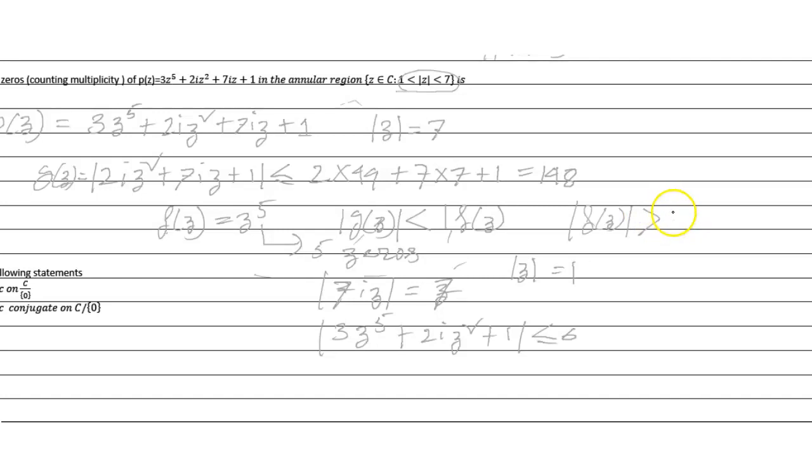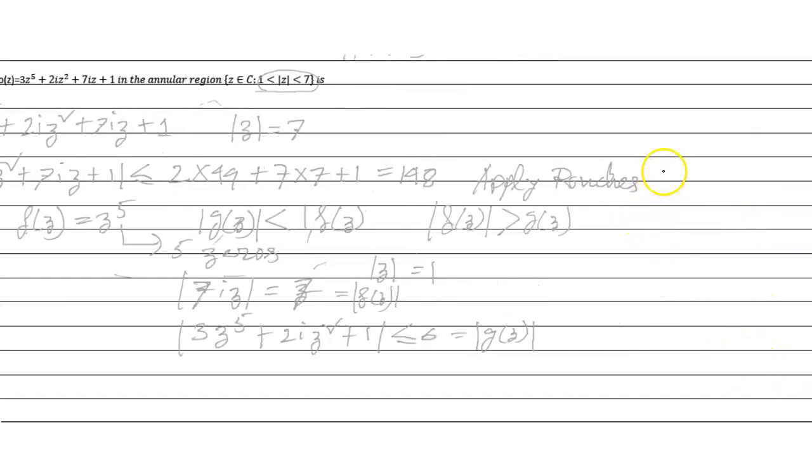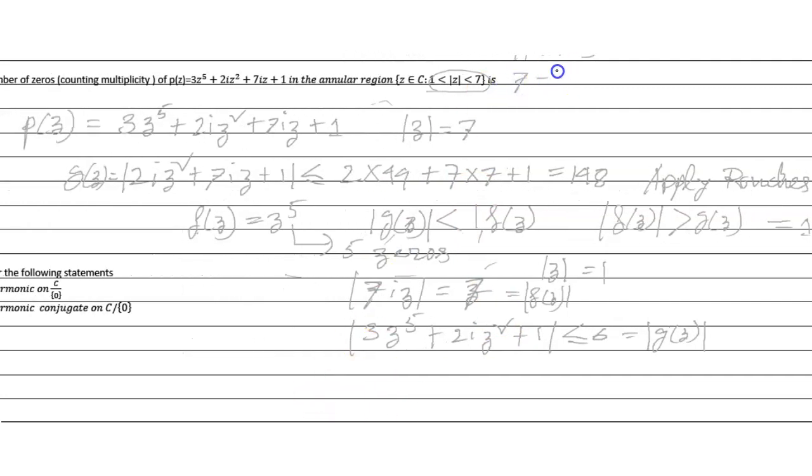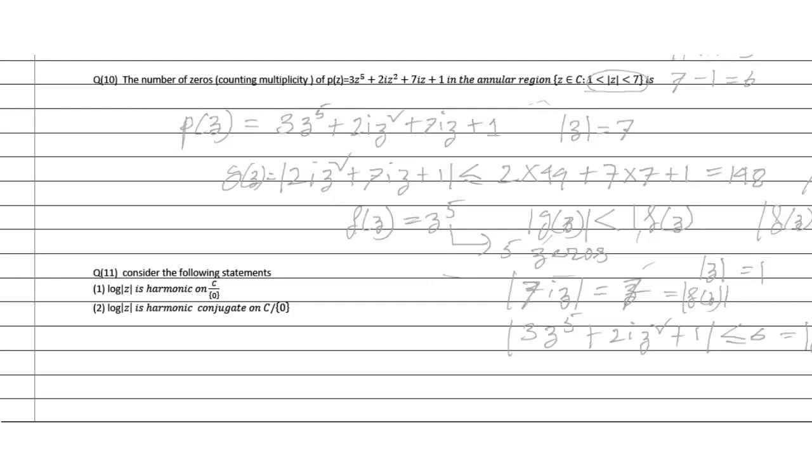Less than g(z). You can see this portion. This is f(z), mod of f(z), and this is mod of g(z). So by applying Rouche's theorem, the number of zeros in here is 1 and this is 7. So my answer is 7 minus 1 equals 6. Very nice question.